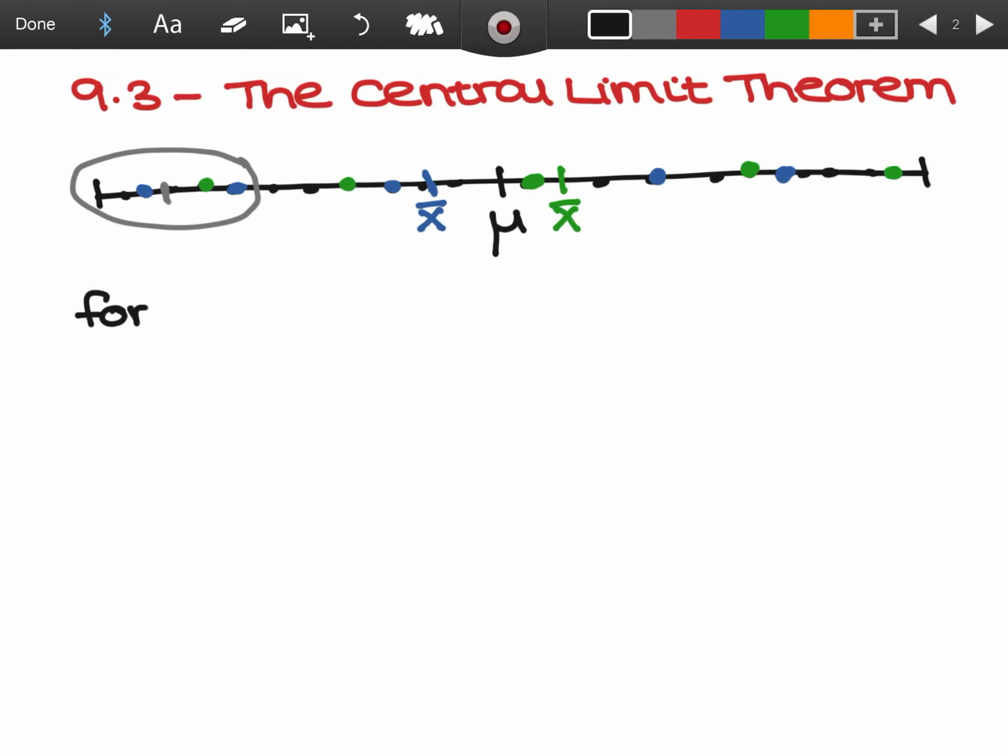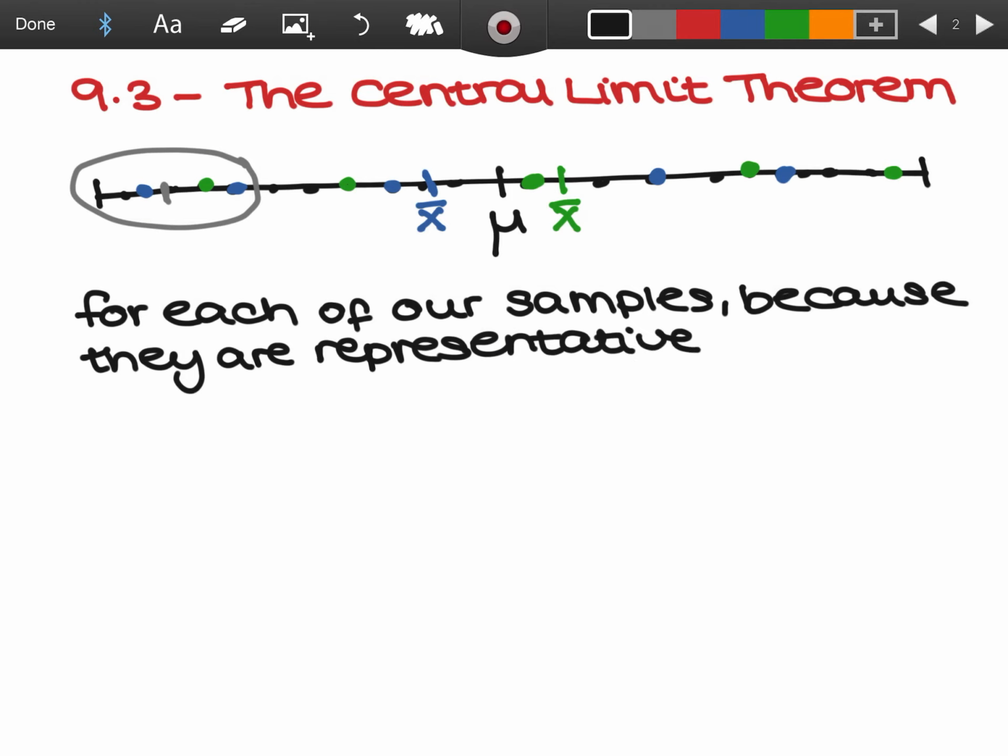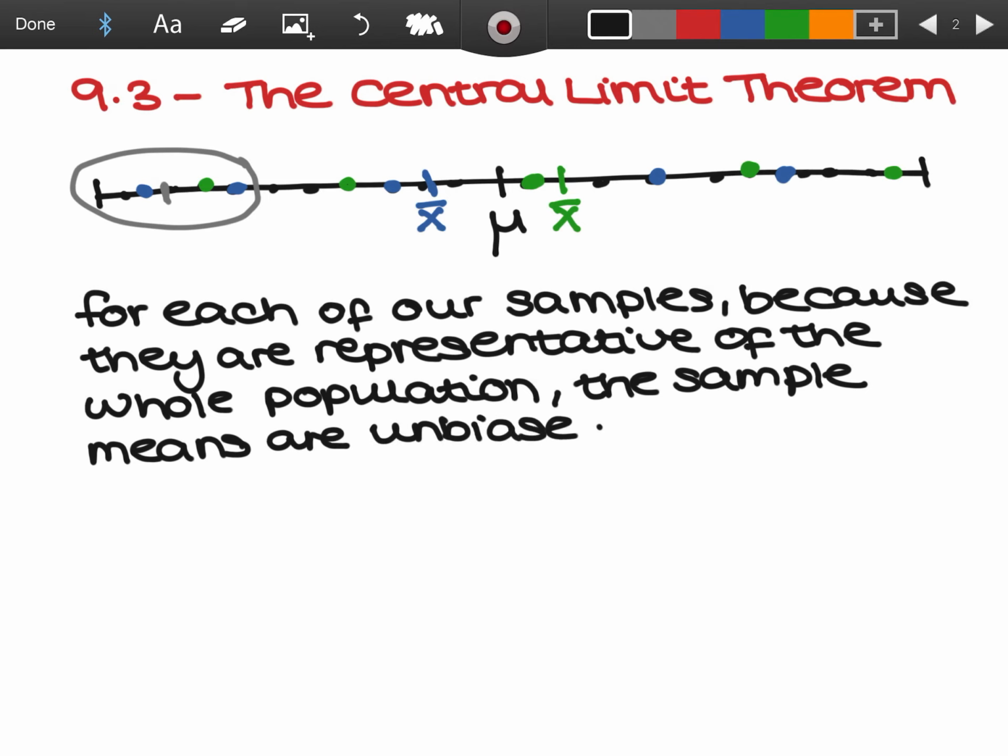So for each one of these samples, because they are representative of the whole population, the sample means are unbiased. Okay, so that is a big thing, that they are unbiased.